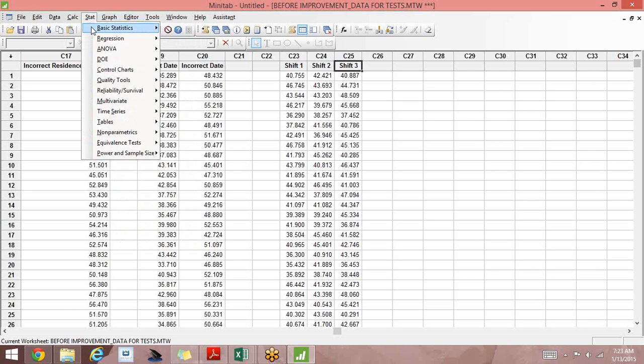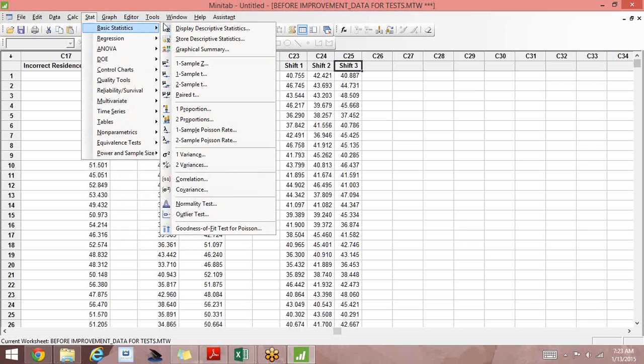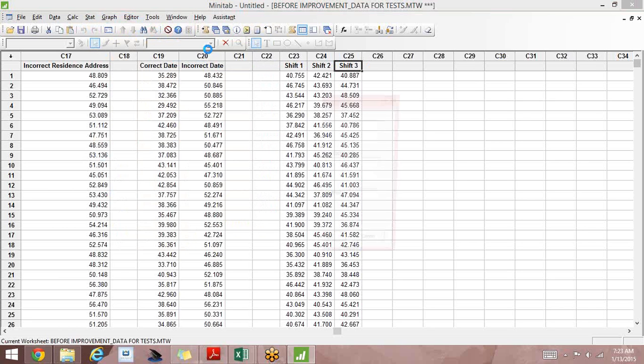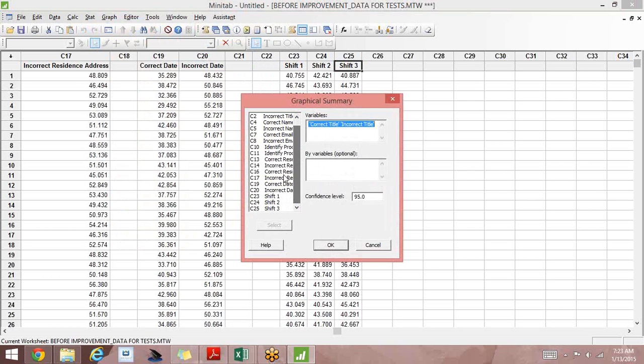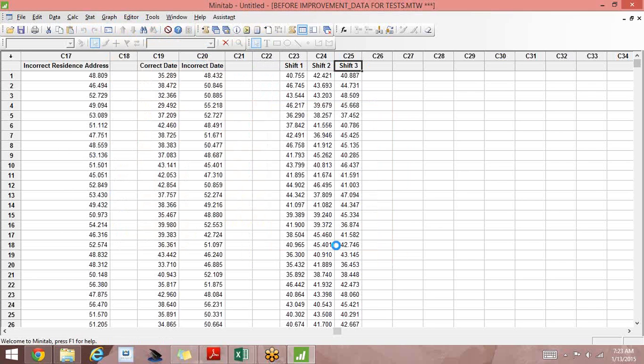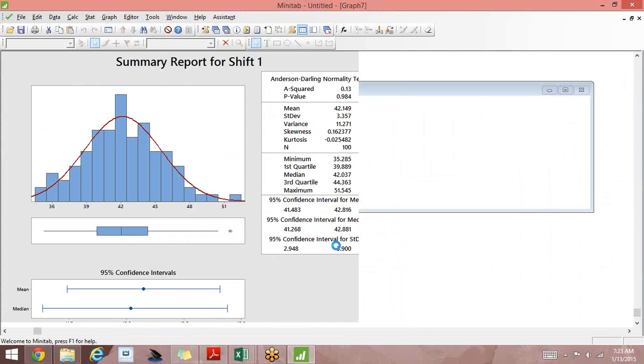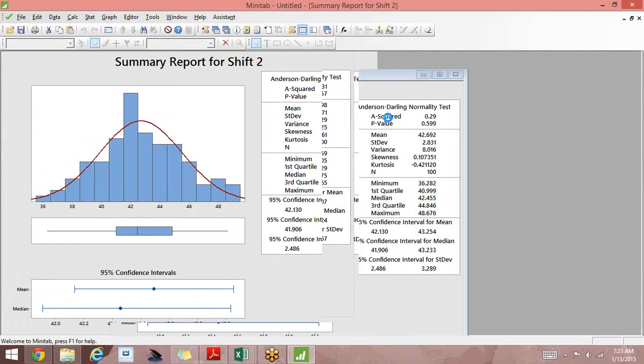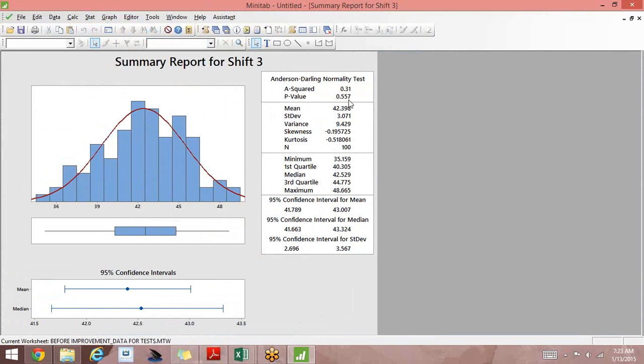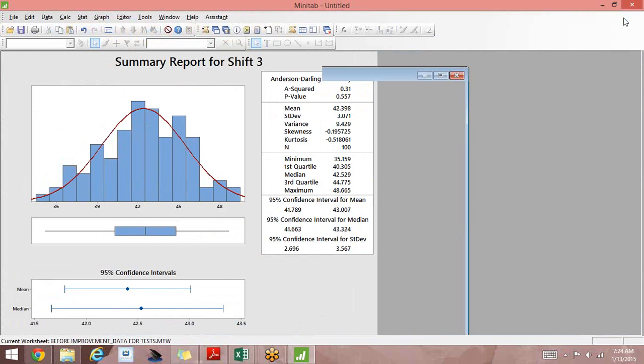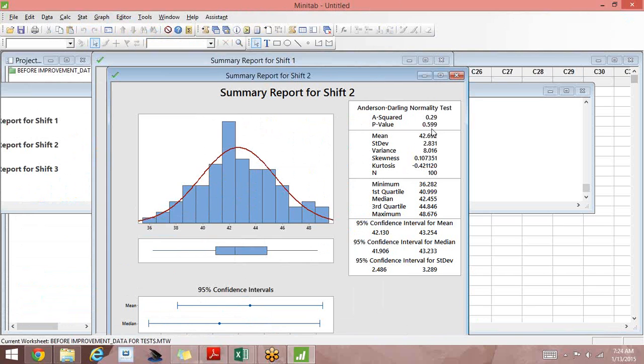First thing is the normality test. Stat, Basic Statistics, Graphical Summary. Select the three shifts here, then click on OK. Check whether the data are normal or not. So what do you conclude, Anuj? For shift 3, is it normal? Are the data normal here? Yes, perfect. How about shift 2?